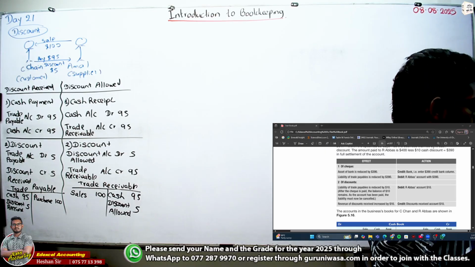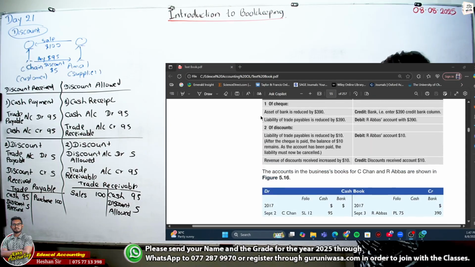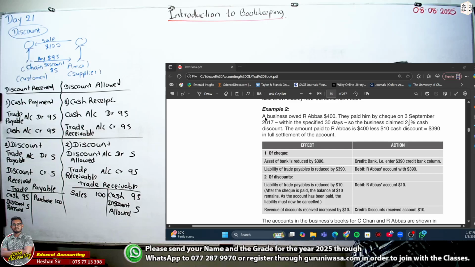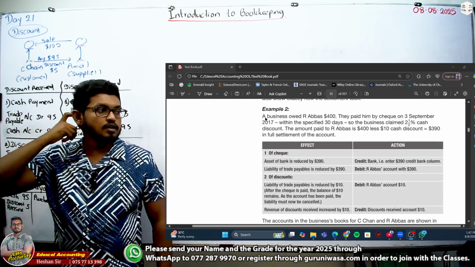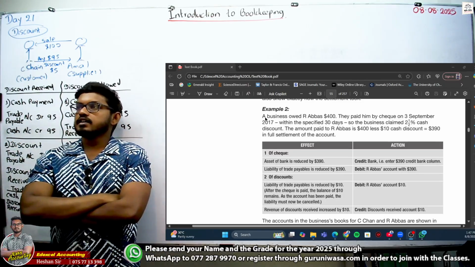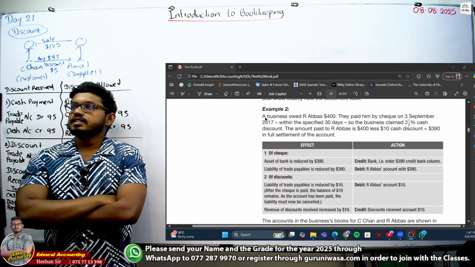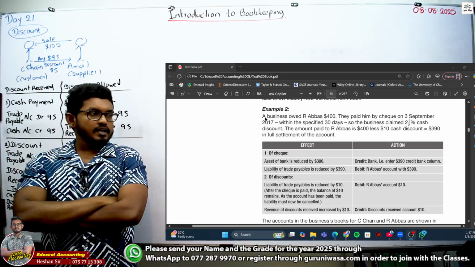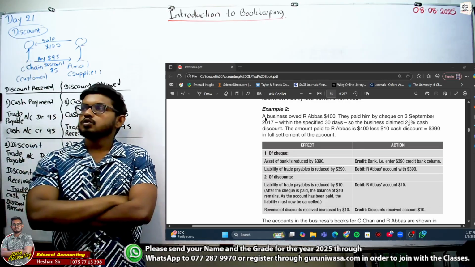So we did up to here, right? Now let's see another one with T accounts. The business of R. Abbas, $400. They paid him by check on 30th September 2017, within the specified 30 days, so the business claimed a 2.5% cash discount.